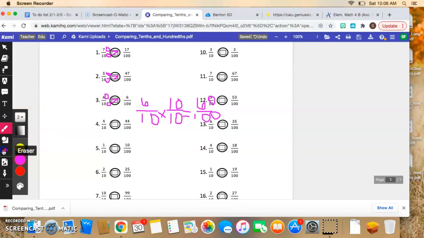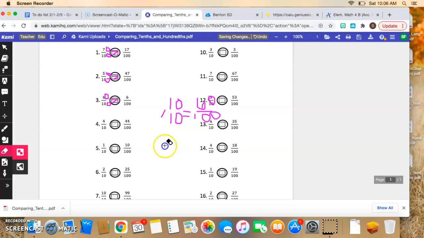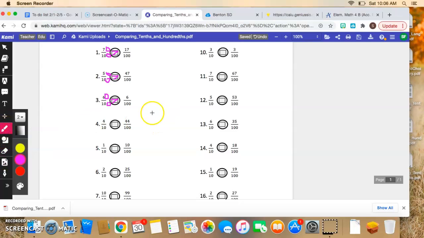Okay, let me erase this, and I'm going to do one more, and then I want you guys to show me if you understand and complete the worksheet and submit it. So here we go. Let's see. So I'm getting my drawing tool for tenths. I know my denominator needs to get to 100, so I have to multiply it by 10. Whatever I do to the bottom, I have to do to the top. All right, so 4 times 10 is 40. And then 10 times 10 is 100.